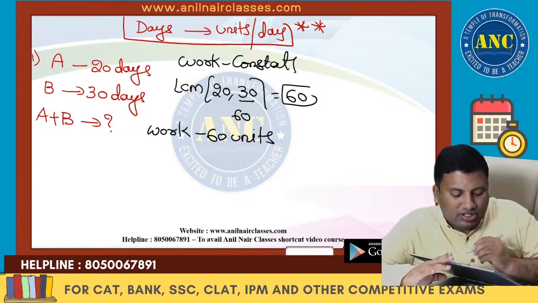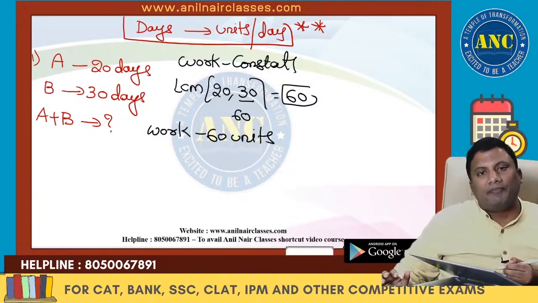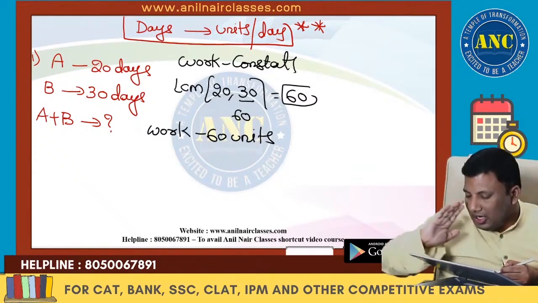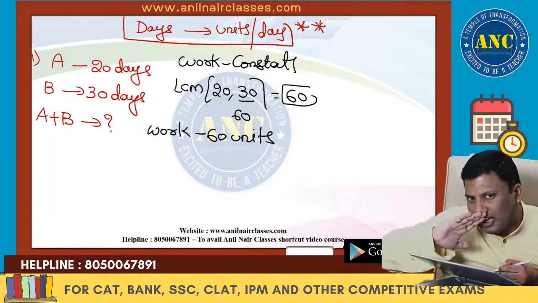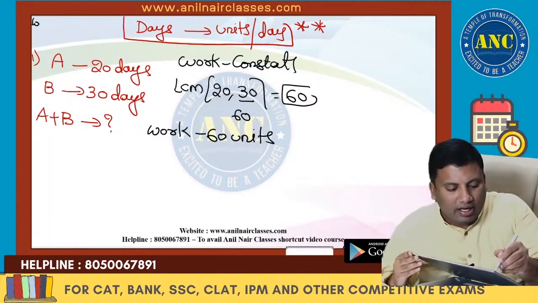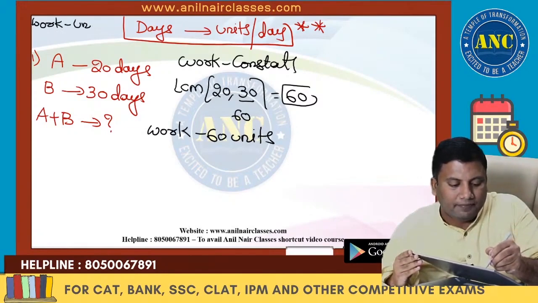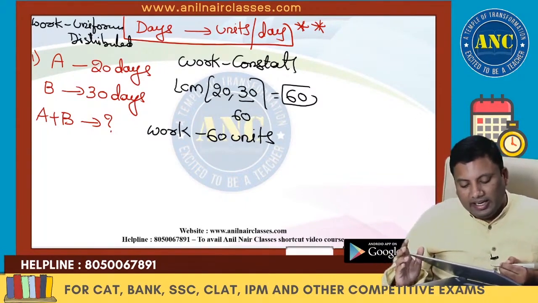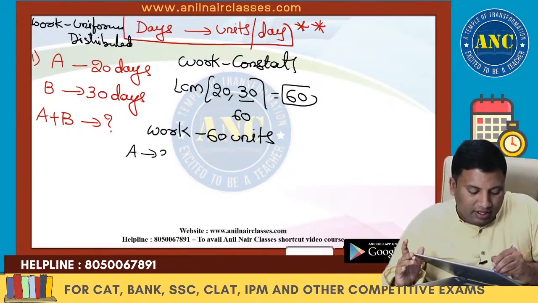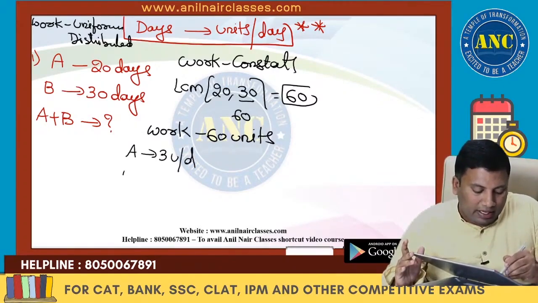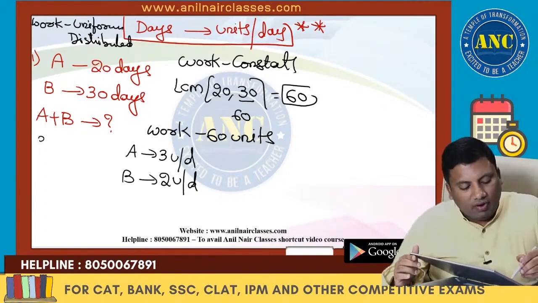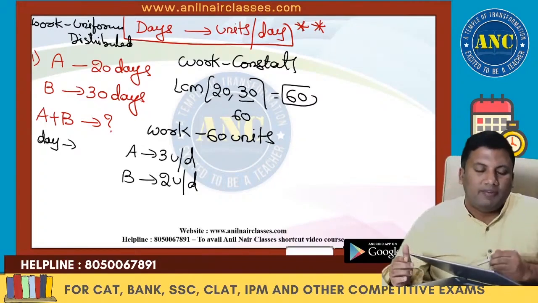If the work is 60 units, the total work, he has to print 60 books. 20 days, 60 books. In every time and work question, the work is uniformly distributed. 20 days, 60 units. Per day, A will do 3 units. B will do 2 units per day.